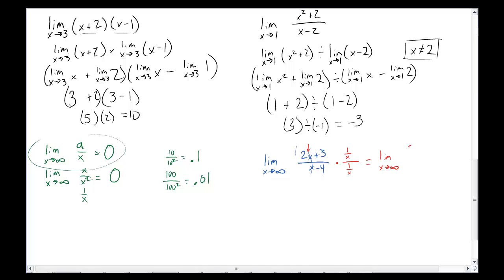So I'm going to have 2x over x plus 3 over x, divided by x over x minus 4 over x. Now you may say, but that's ugly. Okay, yeah, it's ugly, but look, the x's cancel out here, the x's cancel out there, leaving me with 1, and so I now have the limit as x approaches infinity of (2 plus 3 over x) over (1 minus 4 over x). And you say, but that's still ugly.